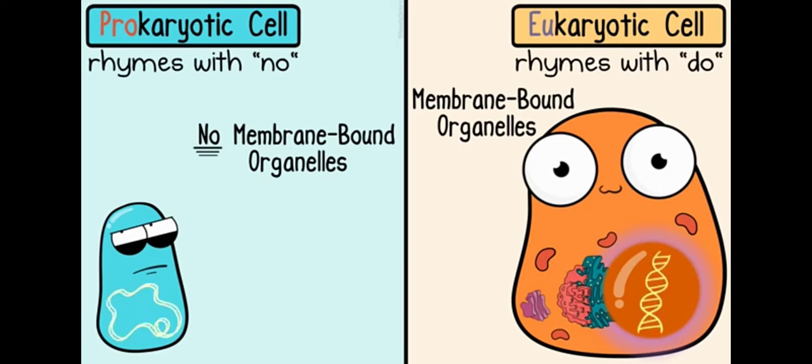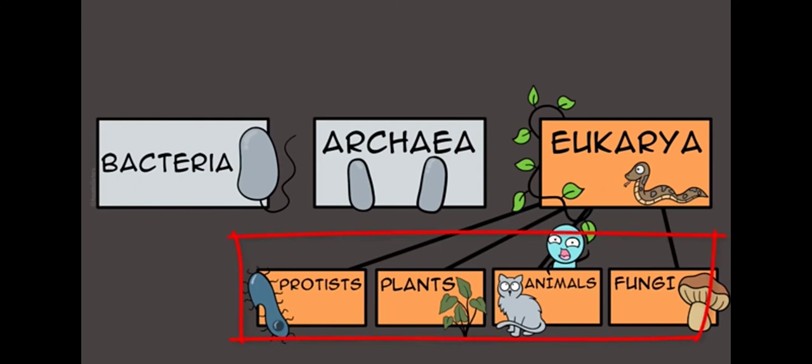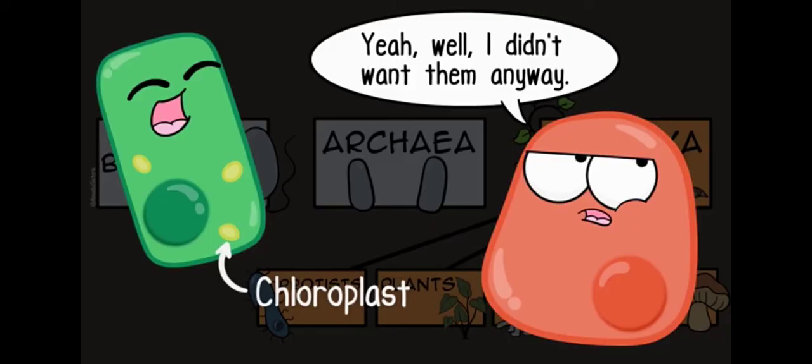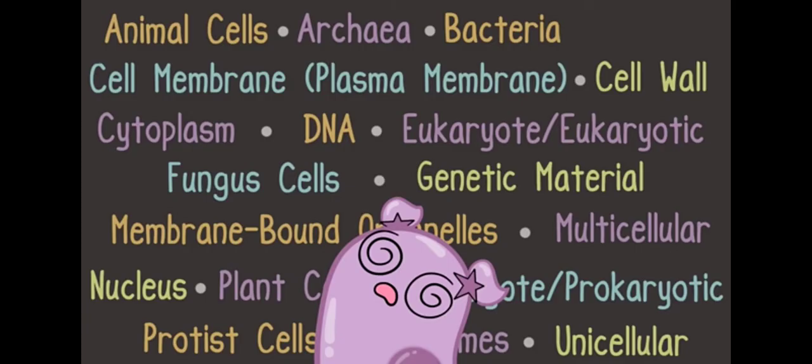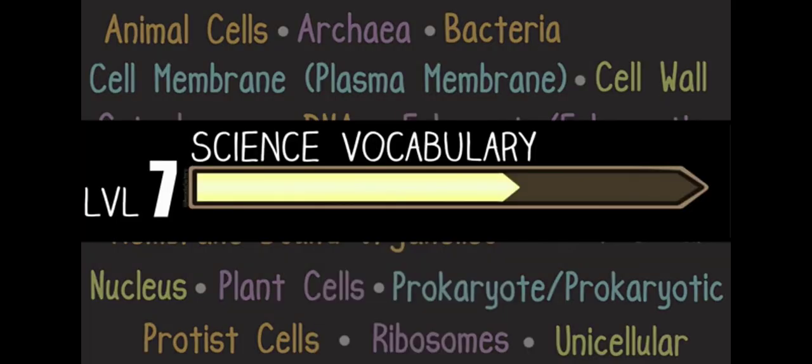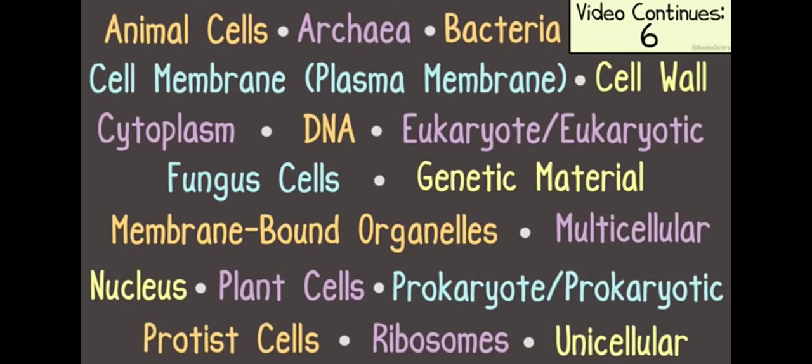Eukaryotic cells do have a nucleus to contain their DNA. Depending on what type of eukaryotic cell it is, it could have different types of membrane-bound organelles. For example, a plant cell is likely to have chloroplasts, while an animal cell would not. Wow, look at all this alphabetized vocabulary. If you want to try to practice your skills, pause the video and see how many of these vocabulary words you can use to compare and contrast prokaryotic cells with eukaryotic cells.